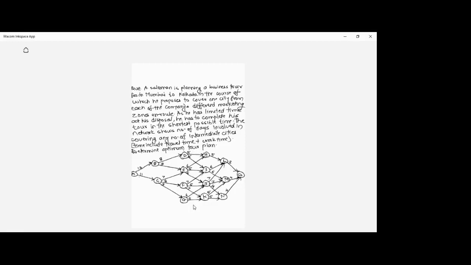So this is the numerical, right? After you have drawn the network diagram, you should be able to identify the zones as well. They haven't given us any zones, so we should be able to identify the zones so that we can break our problem into different stages, right?